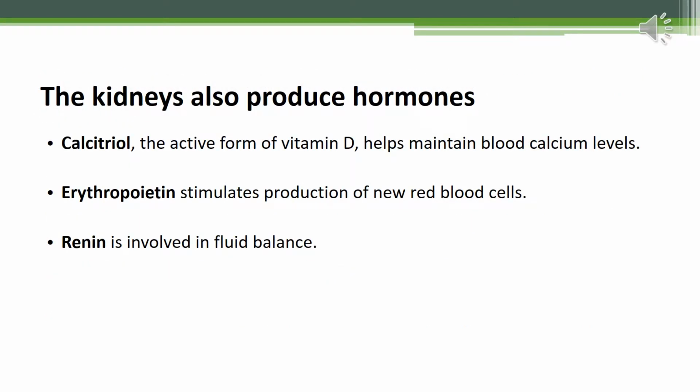In addition to filtering the blood, the kidneys also produce hormones, and your book doesn't really go into much detail about this, but here they are. There's calcitriol, which is the active form of vitamin D, and this hormone is responsible for helping to maintain blood calcium levels. There's also erythropoietin, or EPO, which we talked about in the cardiovascular chapter, and if you'll recall, this stimulates the production of new erythrocytes, or red blood cells. And then there's renin, which is involved in fluid balance.